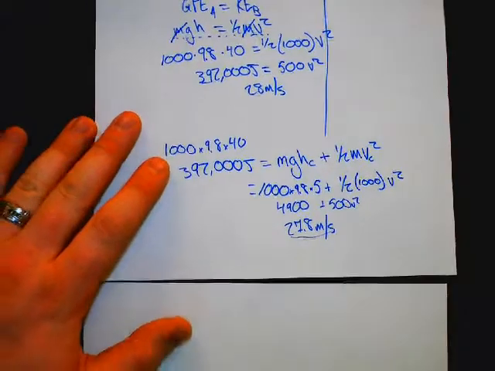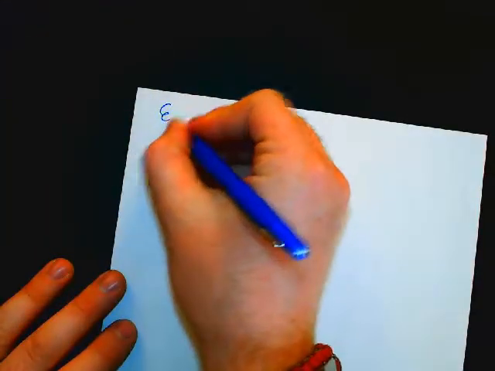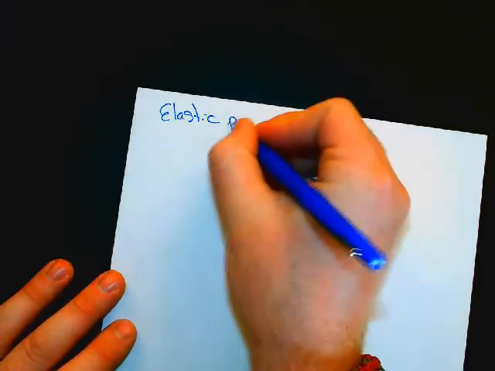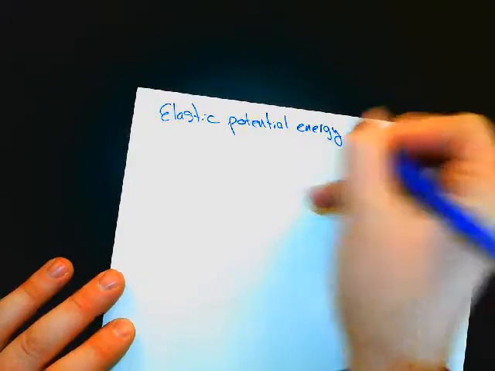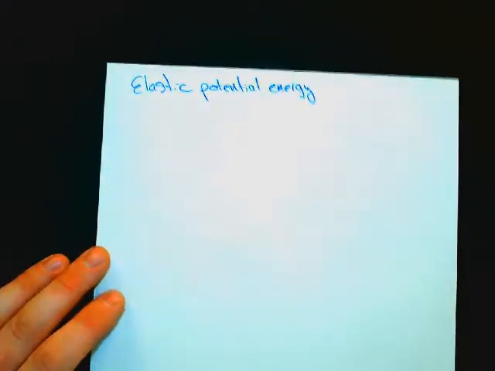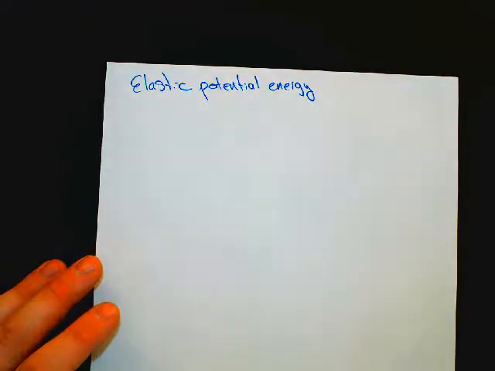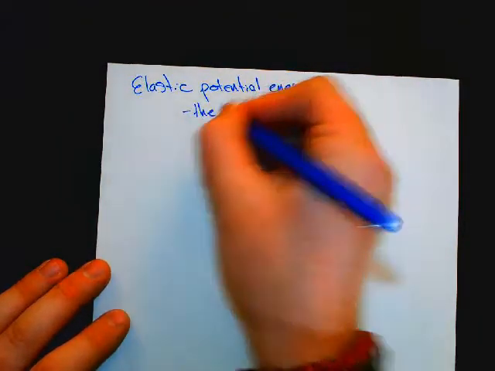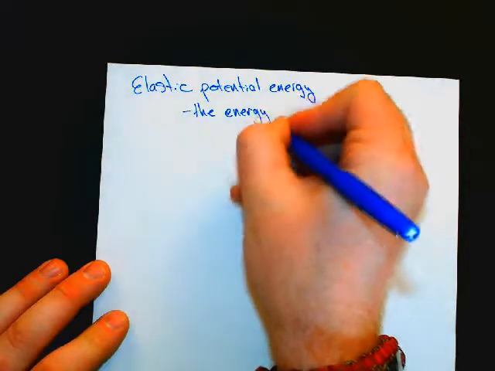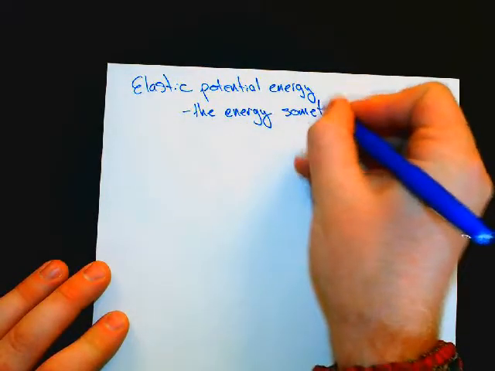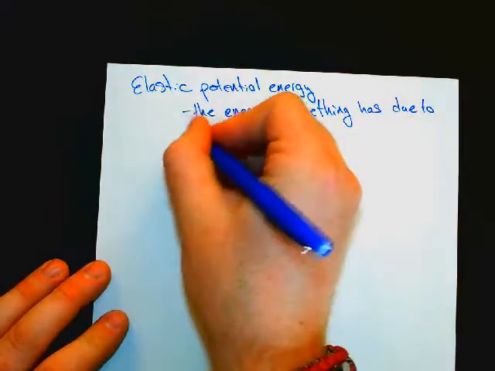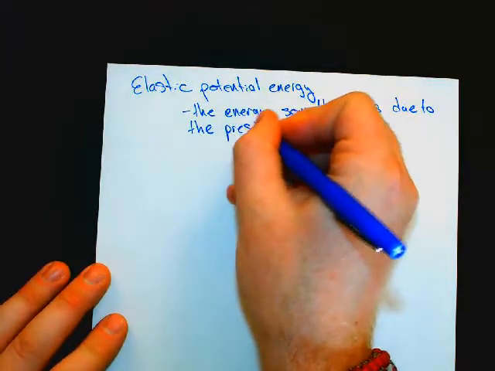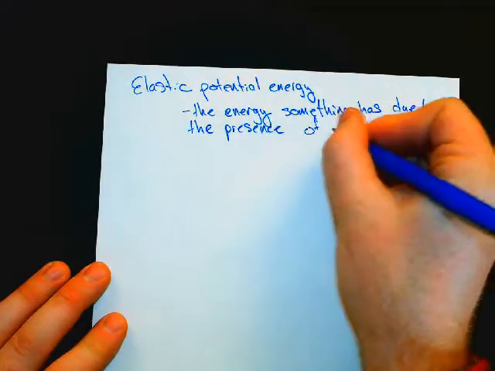So this one is still a potential energy, but this next one that I'm going to add in here is elastic potential energy. Elastic potential energy is the potential energy that exists on something due to the presence of a restoring force. The energy something has due to the presence of a restoring force.